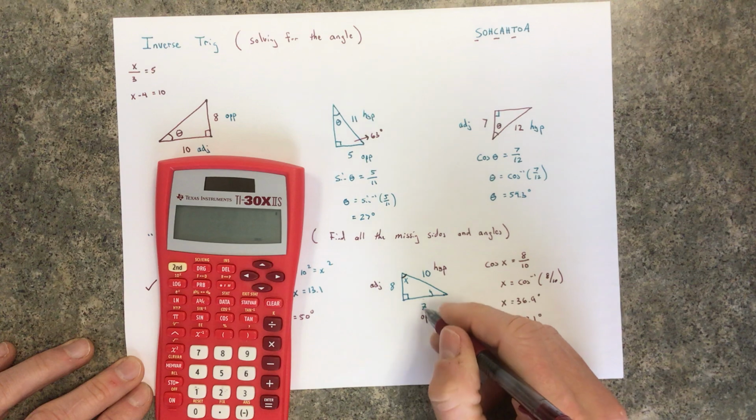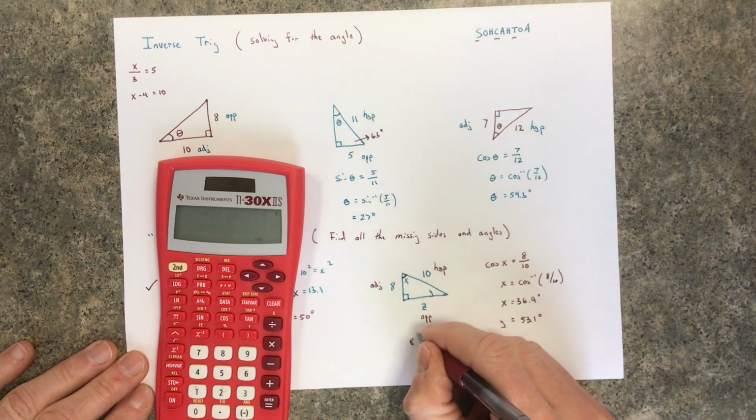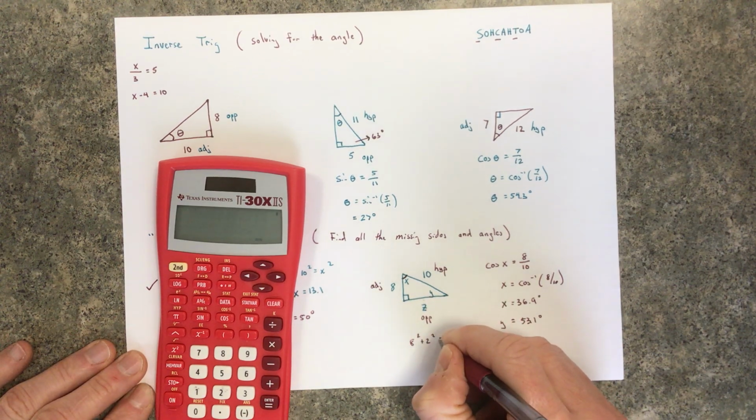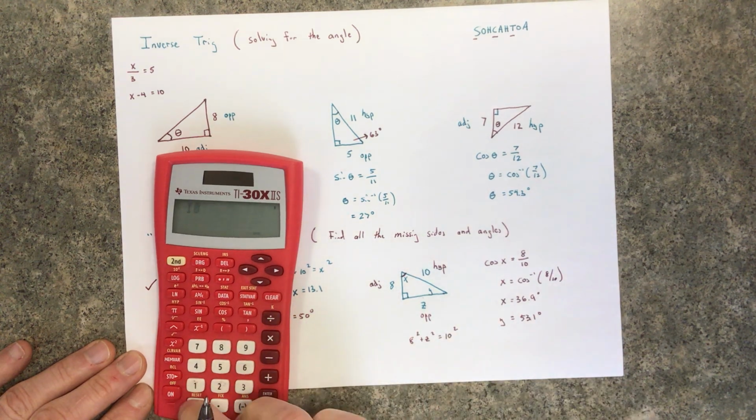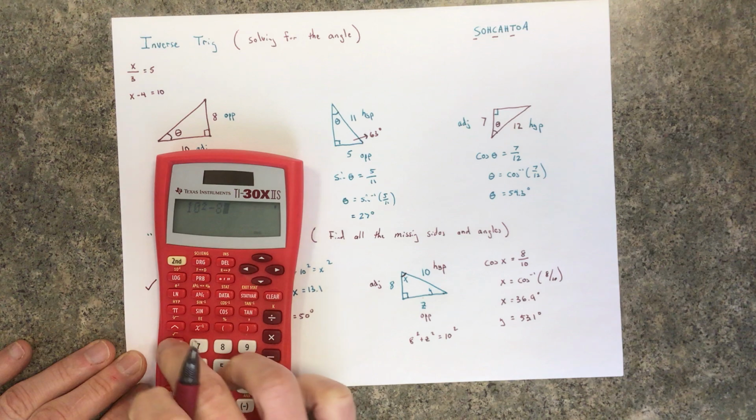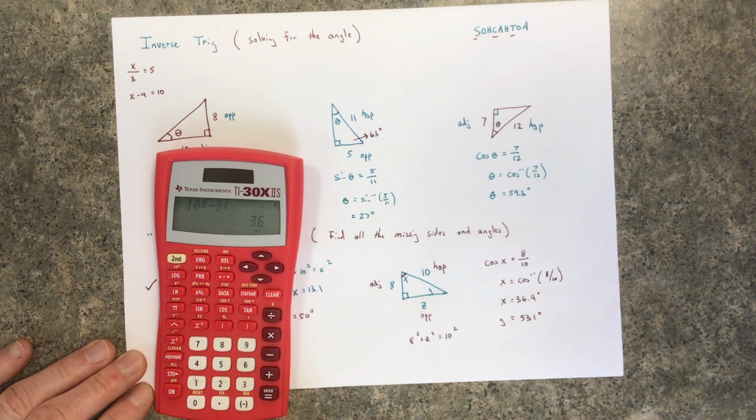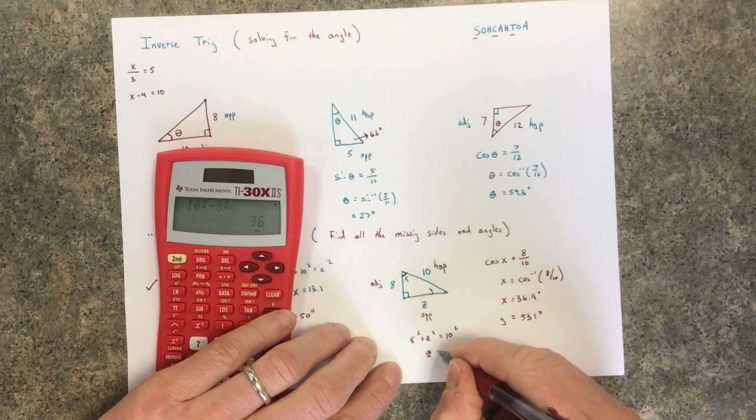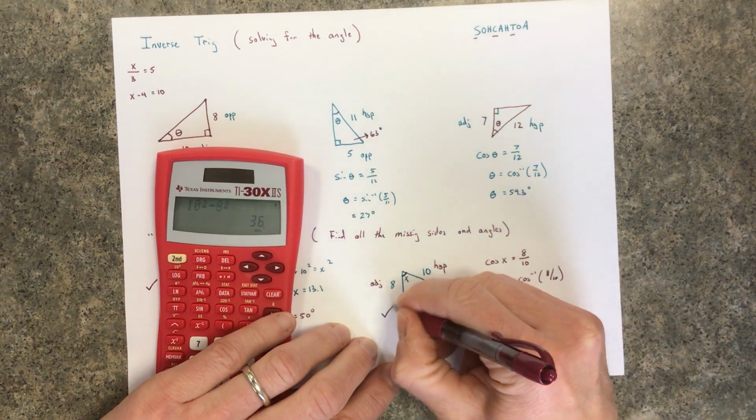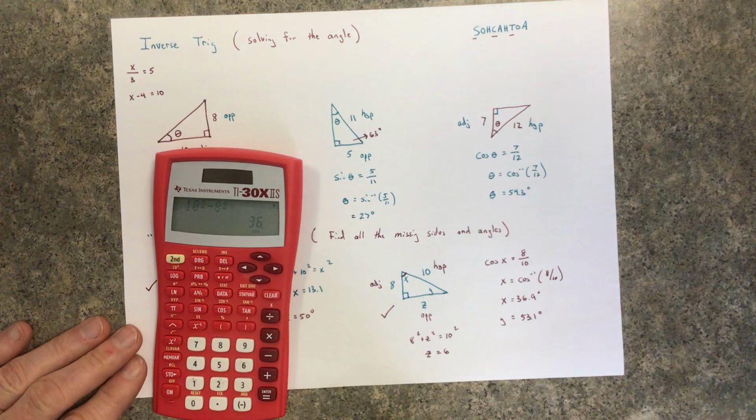And I'm going to find this using Pythagorean theorem. Okay, 8 squared plus z squared equals, that's a z, 10 squared. So I'm going to take 10 squared, I'm going to subtract 8 squared, and then I'm going to take the square root of 36, and you're like, oh, that's actually easy, because the square root of 36 is just 6. And then check. I know everything about that triangle.